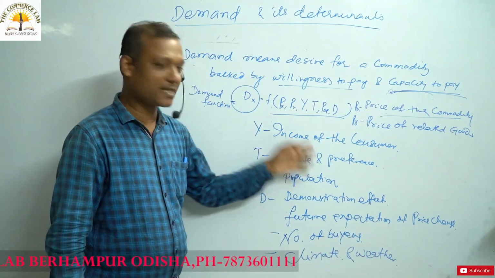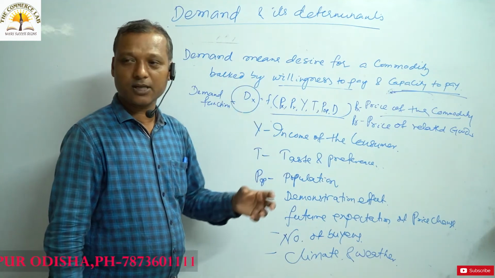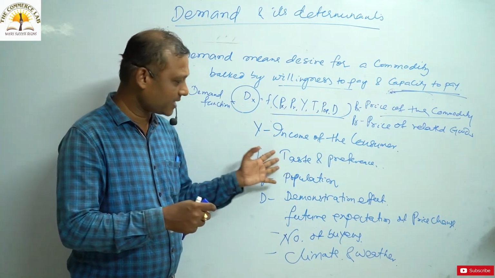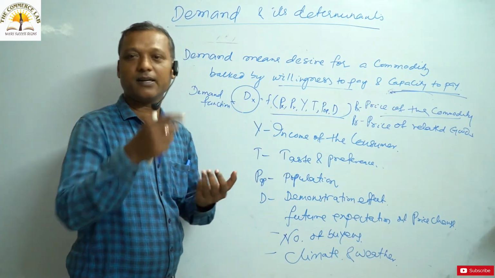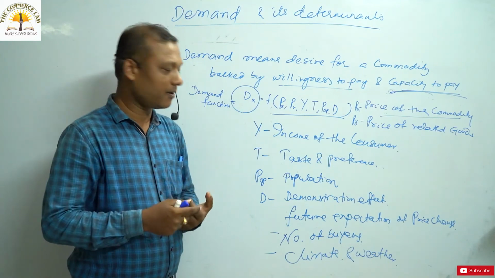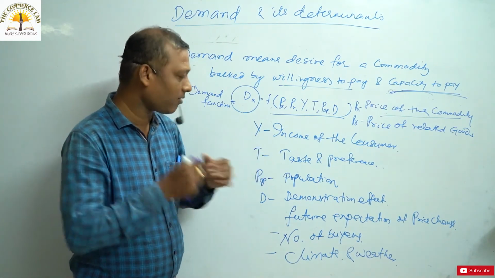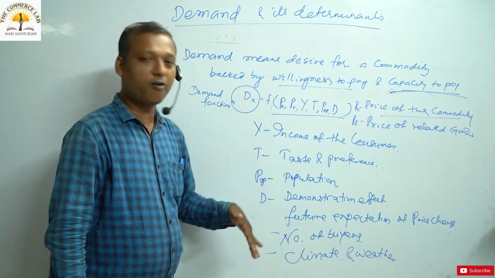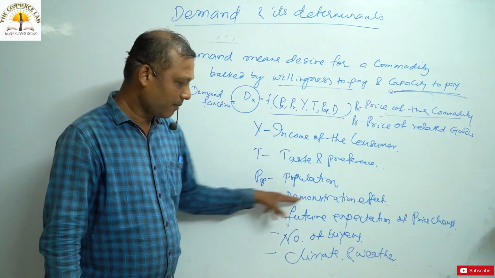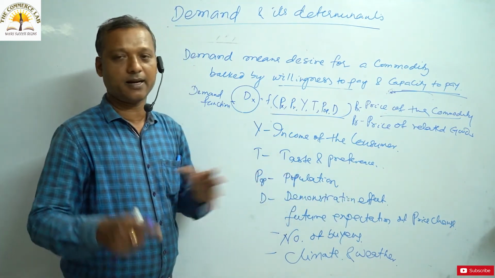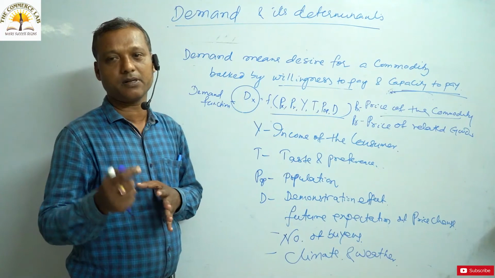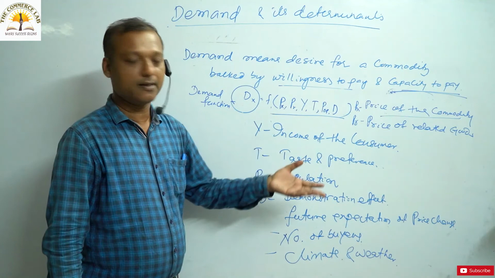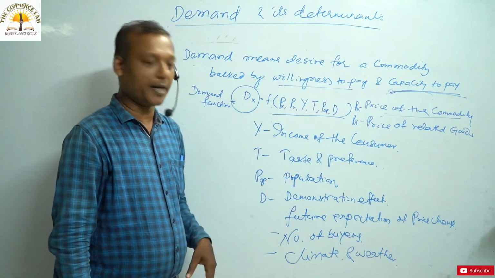And we have also studied about taste and preference. Taste and preference will also determine the demand for the commodity. When the taste will favorably move, the demand for the commodity will rise. When taste will move negatively, the demand will fall. When population will rise, demand will also rise. When population will fall, your demand will also fall. Demonstration effect, when somebody follows the pattern of the consumption of others, it is called demonstration effect. Demonstration effect ज्यादा रहेगा तो demand ज्यादा रहेगा. Demonstration effect कम रहेगा तो demand भी कम रहेगा.